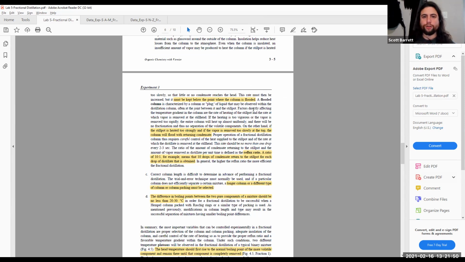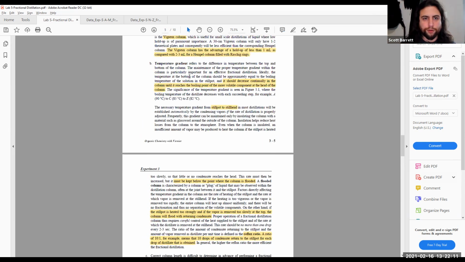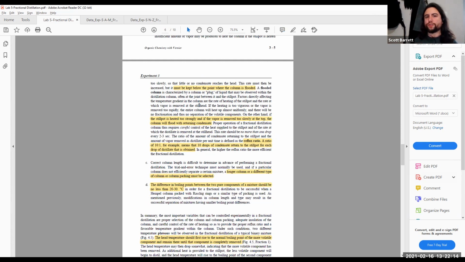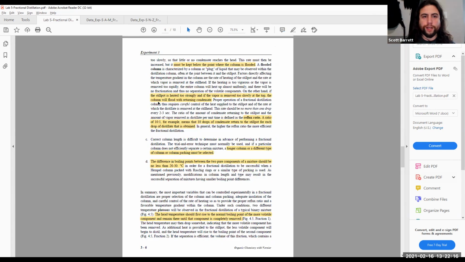The main idea is that you don't want the column to get flooded where there's a bunch of condensate of your less volatile substance within the column at the very bottom, and not allowing the vapors to rise through and condense at the top and separate off the more volatile substances that you're trying to obtain. So you want to make sure that the temperature gradient is good enough to get your separation of your more volatile, but also not too severe to where the still pot is being extremely heated and it ends up flooding the column with your returning condensate of your less volatile substance.